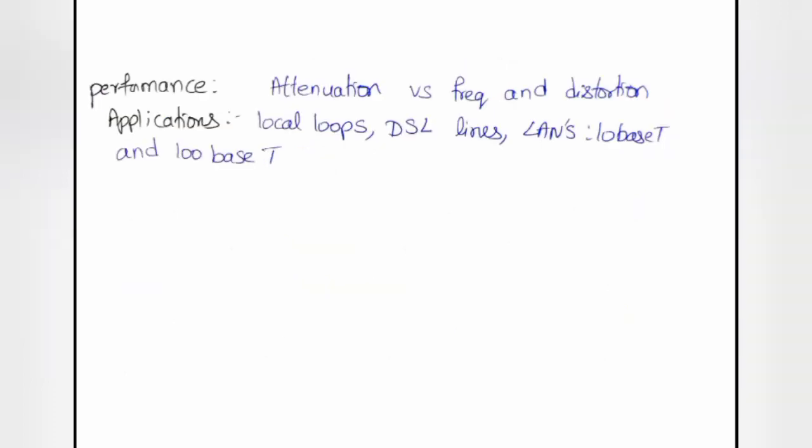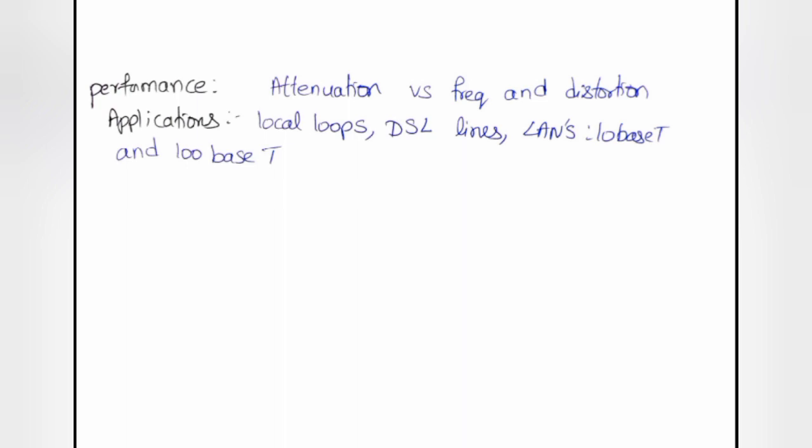So next one is the performance. The performance is based on attenuation versus frequency and distortion. And applications. The applications are local loops, digital subscriber lines, LANs, that is for 10 base T and 100 base T.